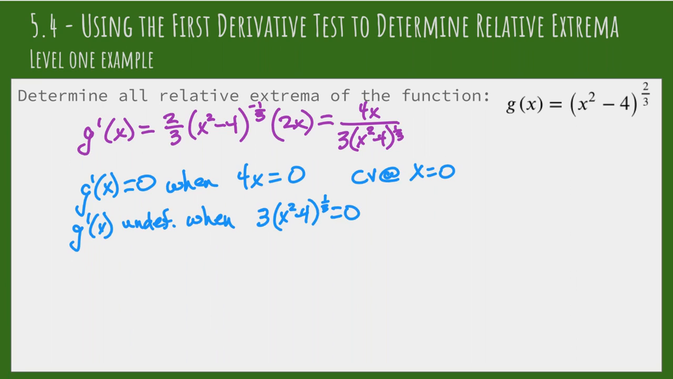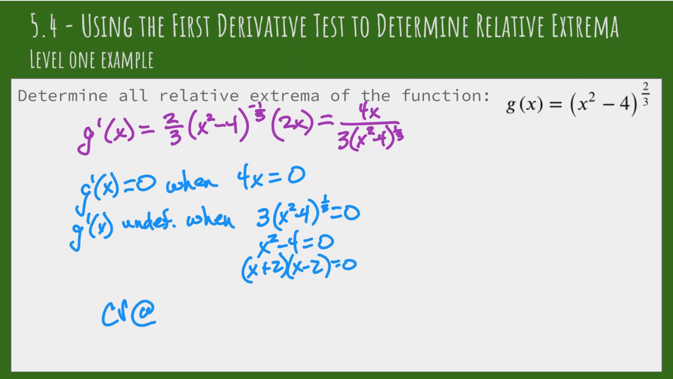So we can solve this by doing some manipulation here. Divide by 3 on both sides, raise both sides to the third power, and essentially what we get is x squared minus 4 equals 0, or x plus 2, x minus 2 equals 0. So we also get critical values at, I'm going to write this underneath here, critical values at x equals 0, because that's where the derivative equals 0, and also at x equals -2 and x equals +2.